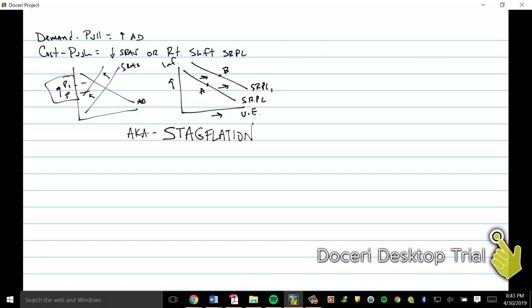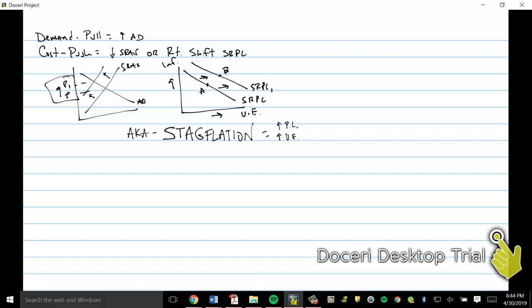Stagflation equals an increase in price level with an increase in unemployment. So double whammy bad, okay? If you look at your Phillips curve, it's a great indicator. You move from A to B. Both inflation and unemployment are increasing. That is stagflation. What causes stagflation is an increase in resource prices. When the price of oil goes up, businesses have to pay more for the resource, and so they cut back on production. They lay people off. All kinds of bad stuff happens then.